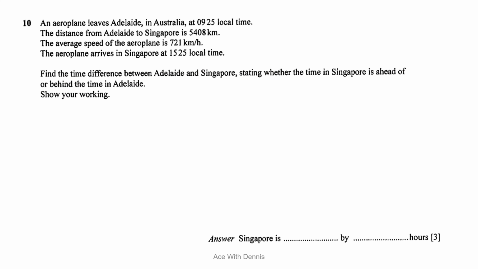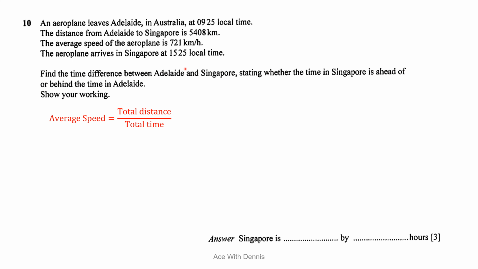3 marks. So this question is given two time zones. One is the Australian time zone, another one is Singapore time zone. So you have to be careful with the time zones here. This time is local time of Australia, and this time is the local time of Singapore. Hence, you have to calculate what is the arrival time in Australian time zone.